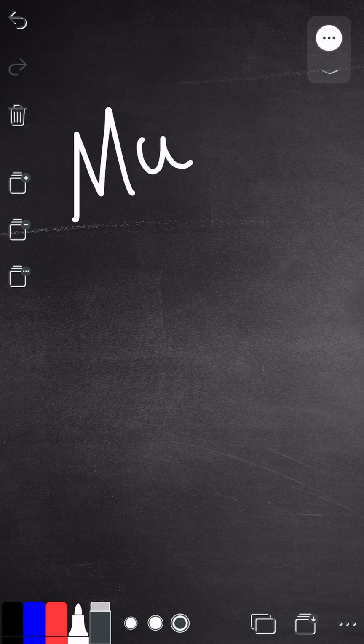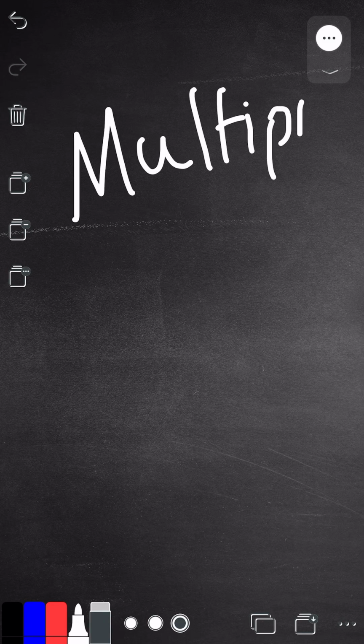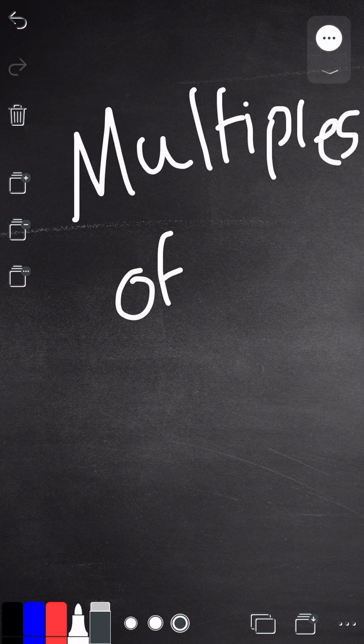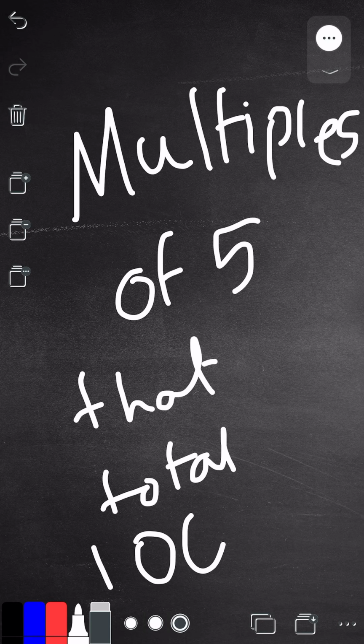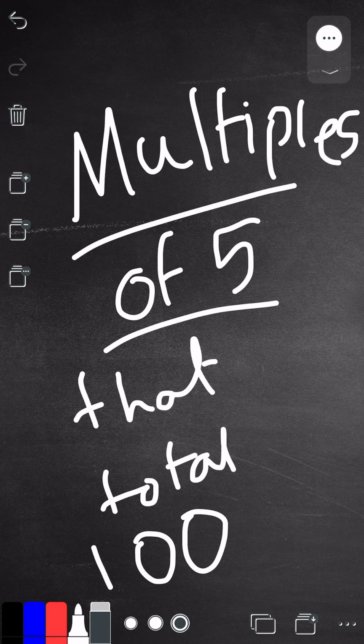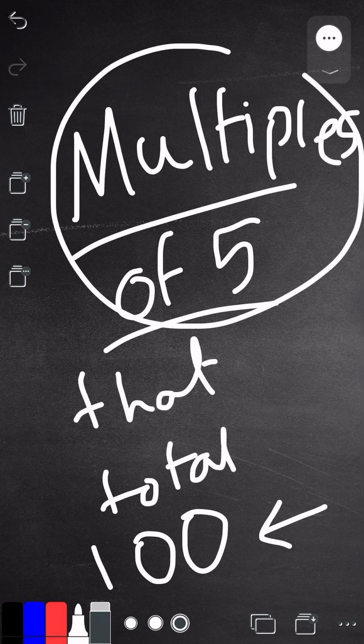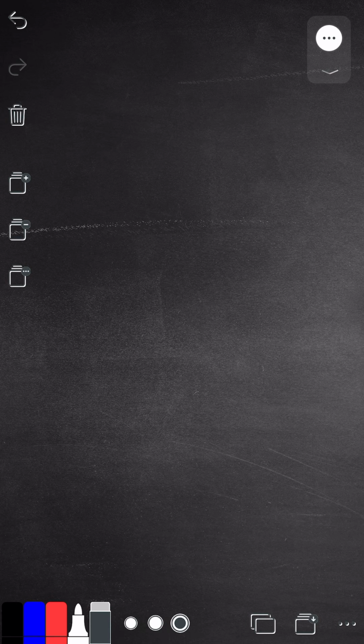This is lesson 3. We are talking about multiples of 5 that total 100. So if we add two numbers that are multiples of 5, they should equal 100. Let's begin by revising the multiples of 5.